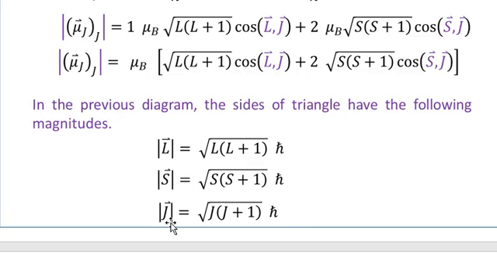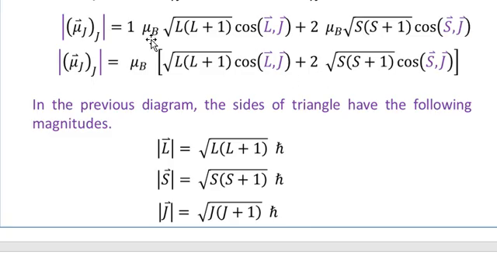And then we have the magnitude of the capital J equal to the square root of J into J plus 1, where this J, capital J, under the square root sign is actually the total quantum number, whereas the mod of capital J on the left hand side is actually the magnitude of the angular momentum. So the magnitude of angular momentum has been related with the respective quantum numbers through the reduced Planck's constant. So substituting the values of capital L and capital S in these expressions, I have written this expression over here.